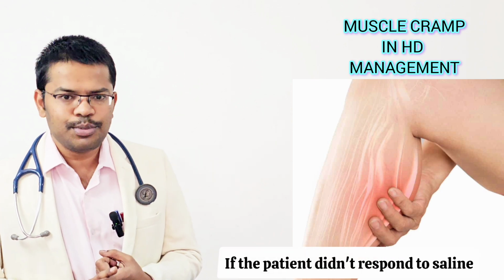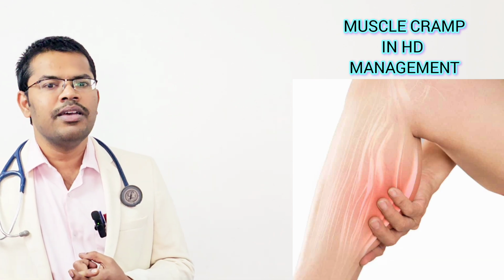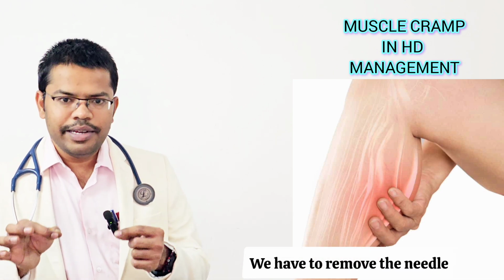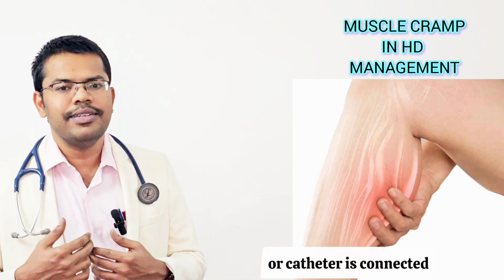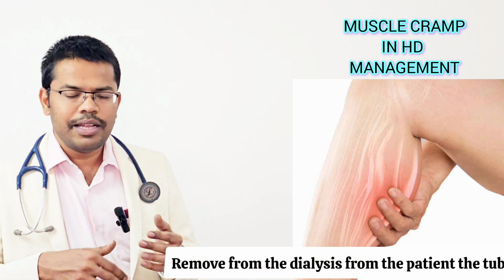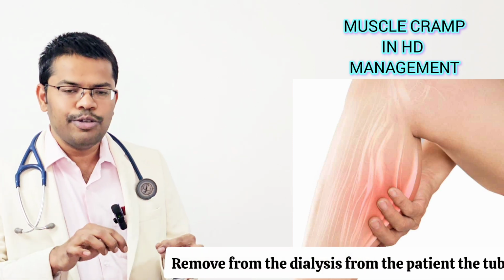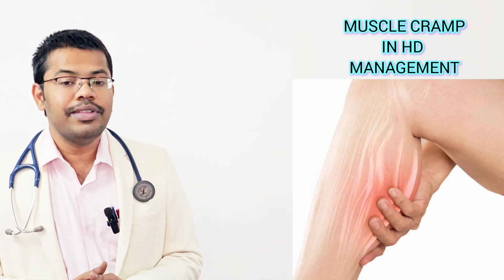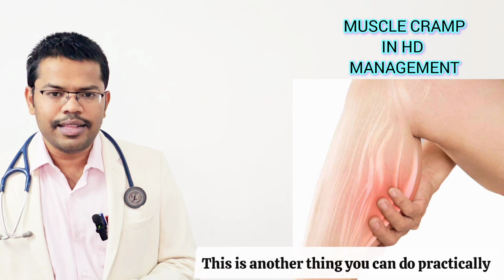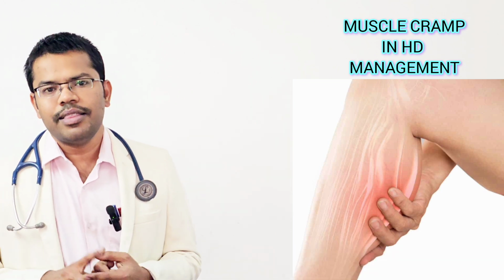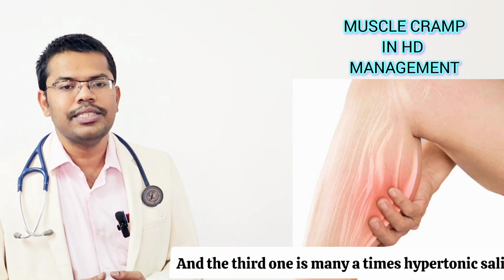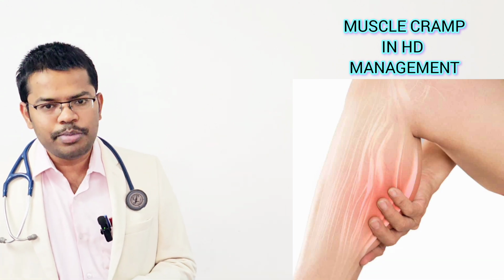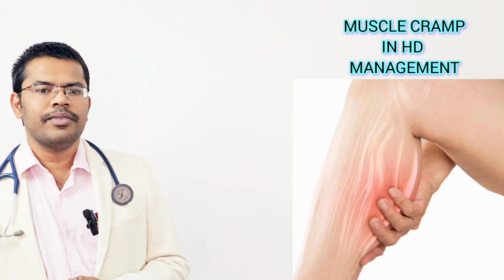So if the patient didn't respond to saline, what to do next? Many times a short gap of dialysis is required. We have to remove the needle if the patient is on a fistula, or disconnect the catheter. Remove the tubing from the patient and put it into circulation. Give a few minutes rest if the cramp is very severe. This is another thing you can do practically. And the third one, many times, is hypertonic saline. Hypertonic saline or mannitol might be helpful. 3% NS might be helpful.